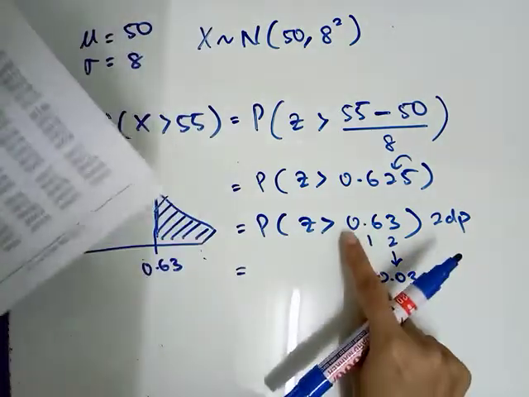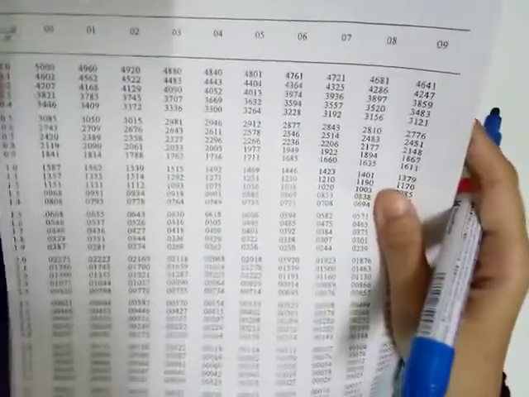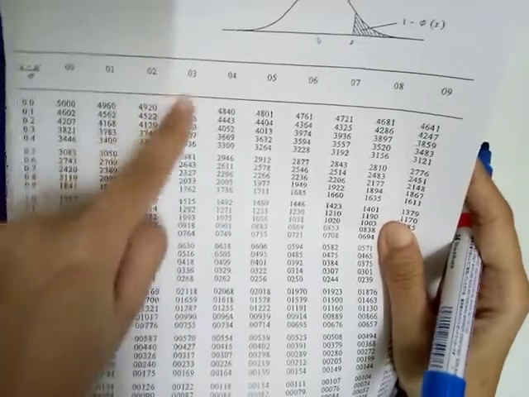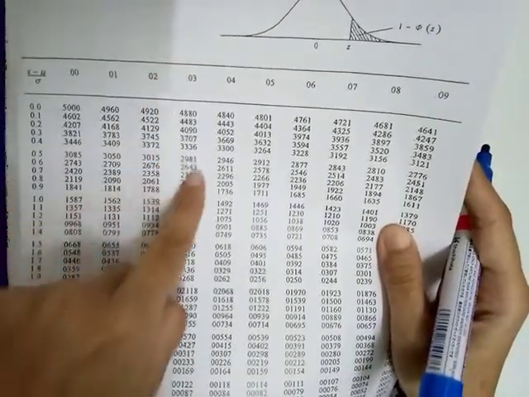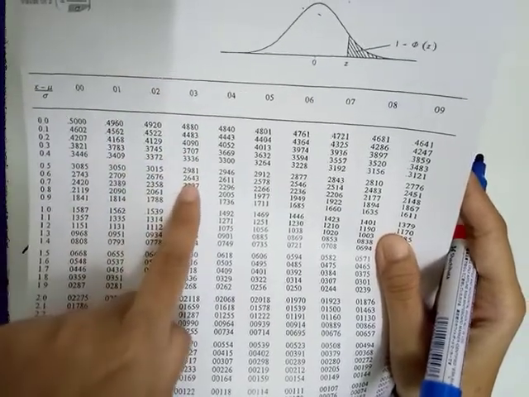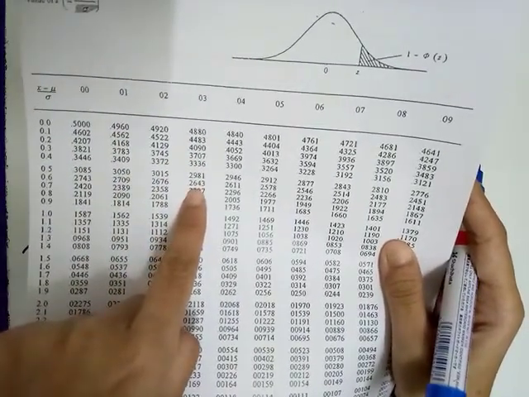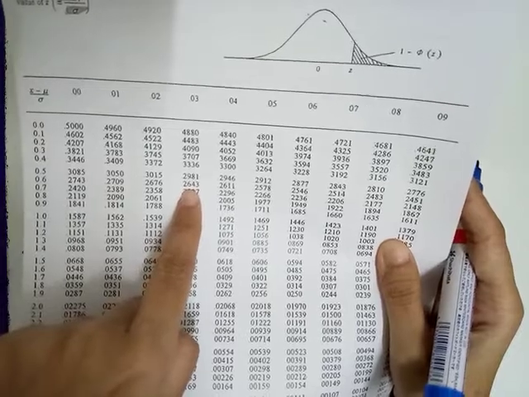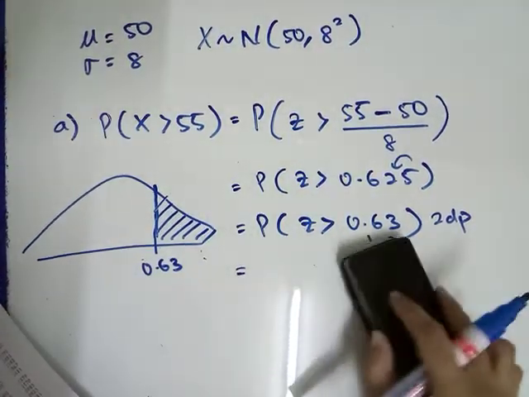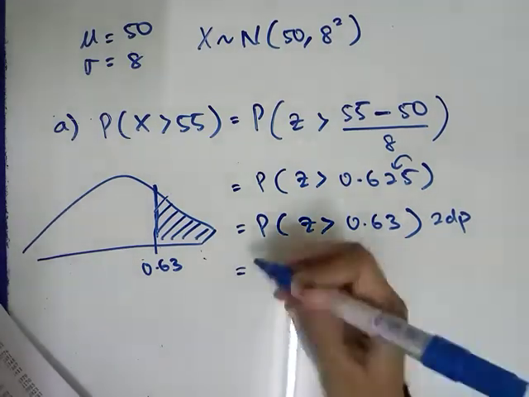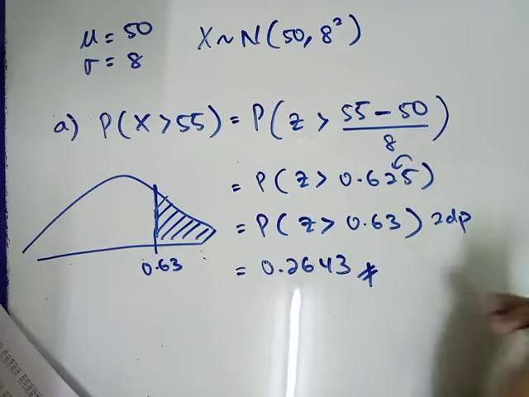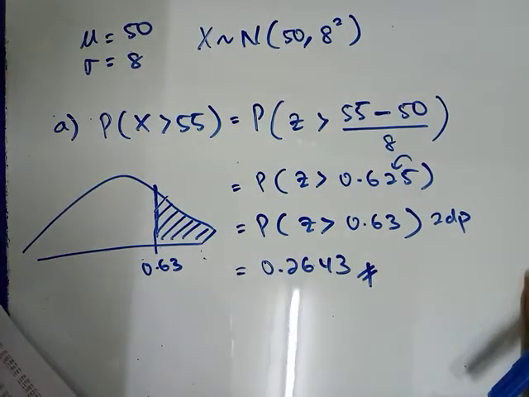Then awak combinekan 0.63. So 0.6 dekat the left column, awak combinekan dengan 0.03 at the top column. 0.63. So, you will get 0.2643. Then, that is the answer. 0.2643. Okay, this is the answer.